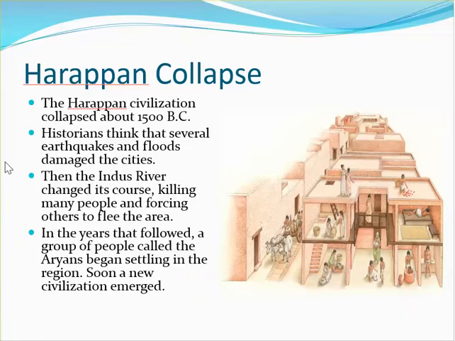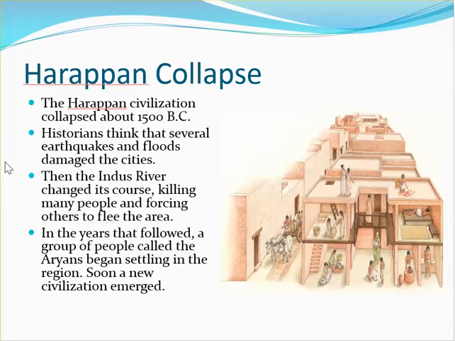Harappan collapse. The Harappan civilization collapsed about 1500 BC. Historians think that several earthquakes and floods damaged the cities. Possible. Then the Indus River changed its course, killing many more people. That's still very possible. There's cities that have changed course throughout history for as long as we can remember. In the years that followed, a group of people called the Aryans began settling in the region. Soon, a new civilization emerged.